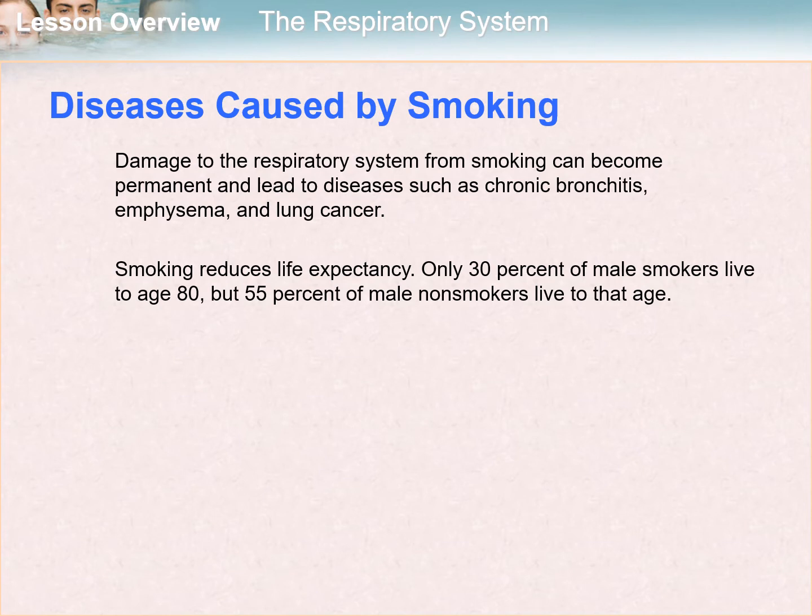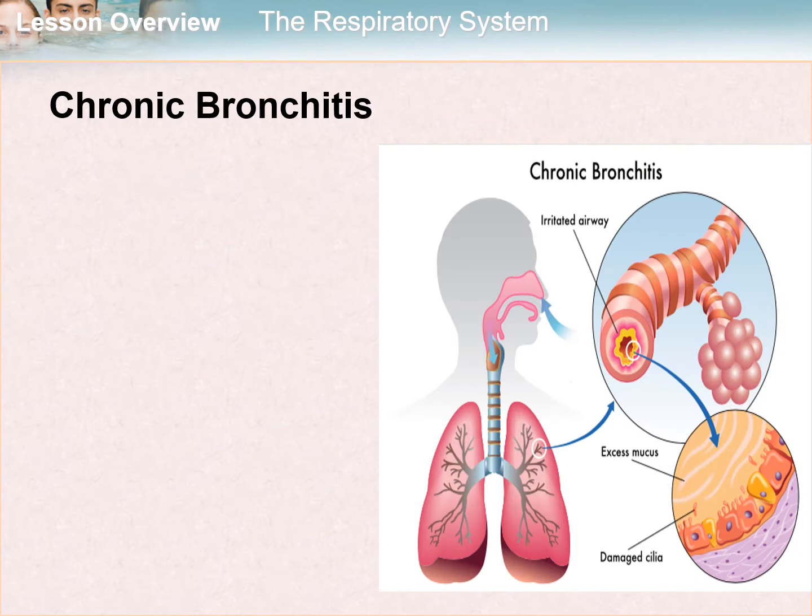Smoking can also cause disease. Damage to the respiratory system from smoking can become permanent and lead to diseases such as chronic bronchitis, emphysema, and lung cancer. Smoking also reduces life expectancy: only 30% of male smokers live to age 80, but 55% of male non-smokers live to that age.